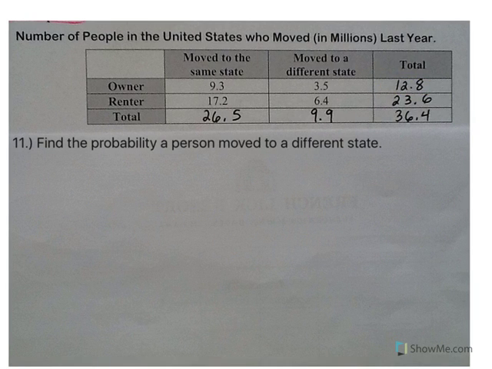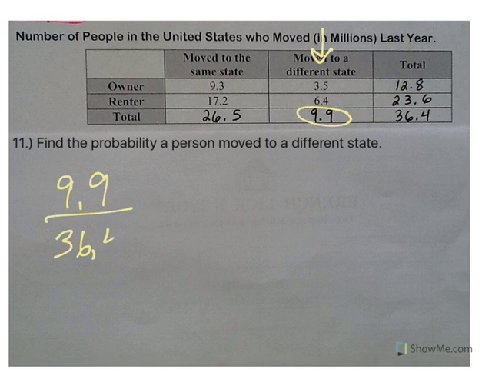Find the probability a person moved to a different state. Well, here's different state. 9.9 of them did, compared to 36.4, which gives me a decimal of 0.272.